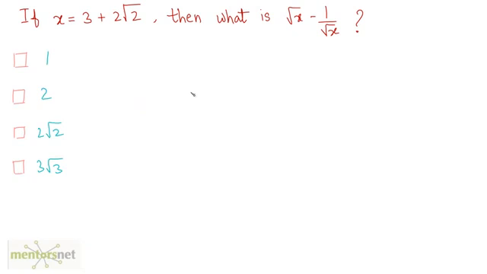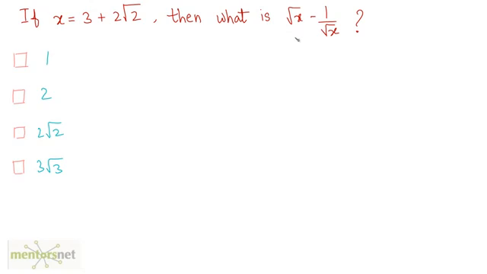Let us now solve the final question. If the value of x is given, then what is the value of root x minus 1 by root x? So we have been given the value of x, and if we take the root of x, we don't get much help here because we cannot evaluate root of 3 plus 2 root 2. So we have to find some way to reduce this root x to simple x. So how can we do that?